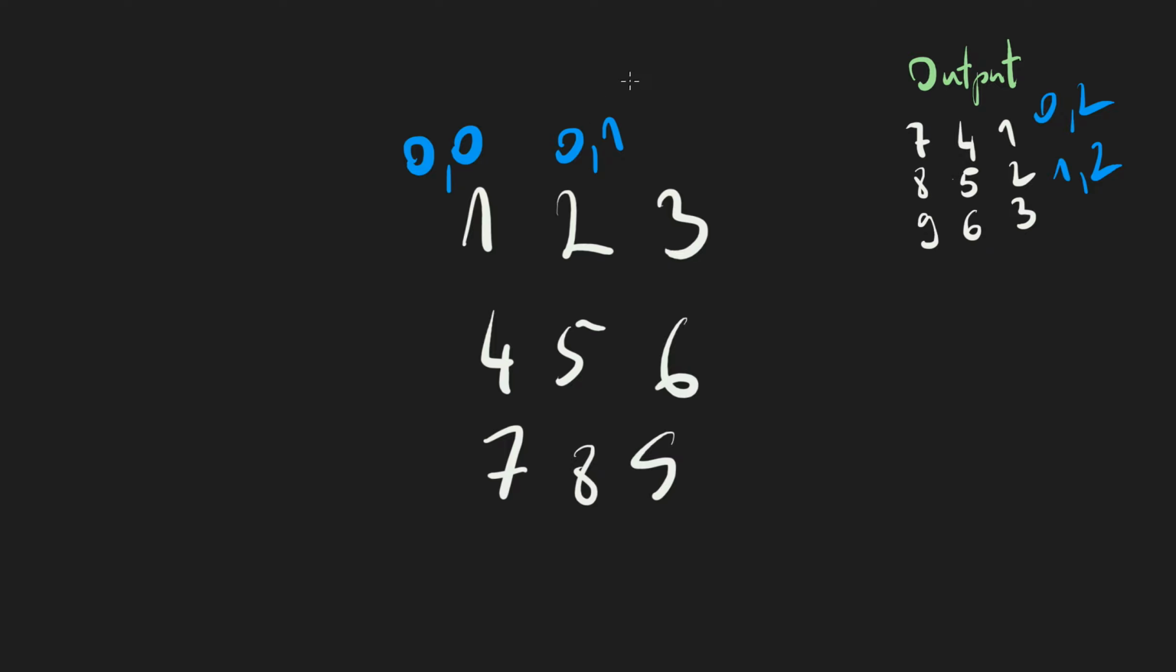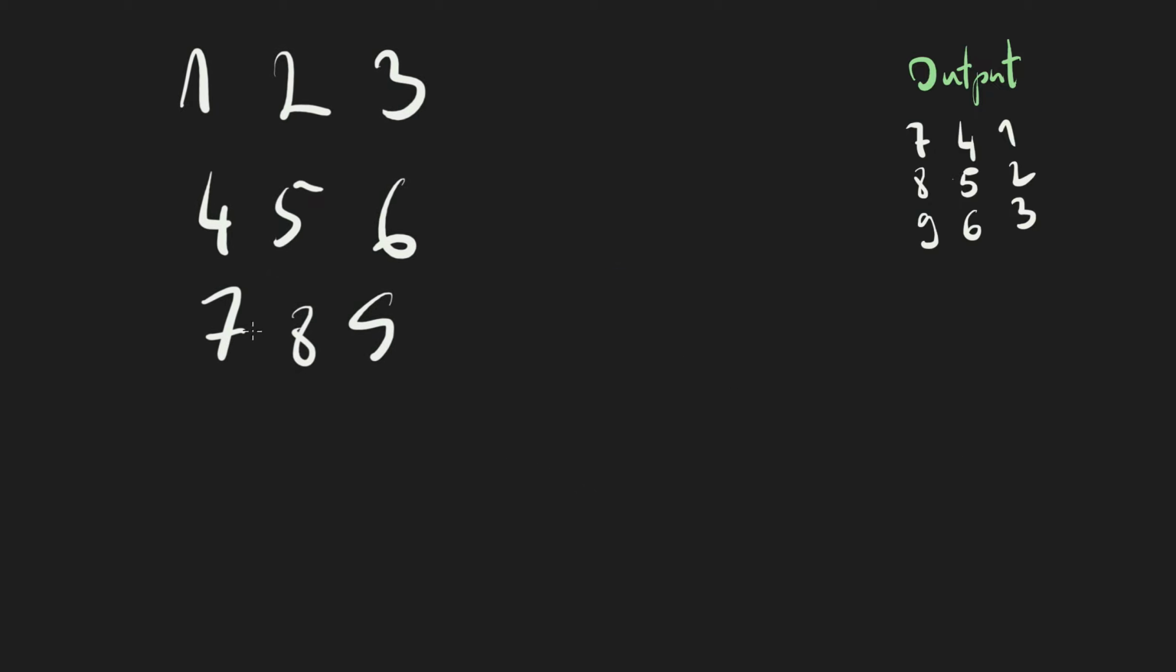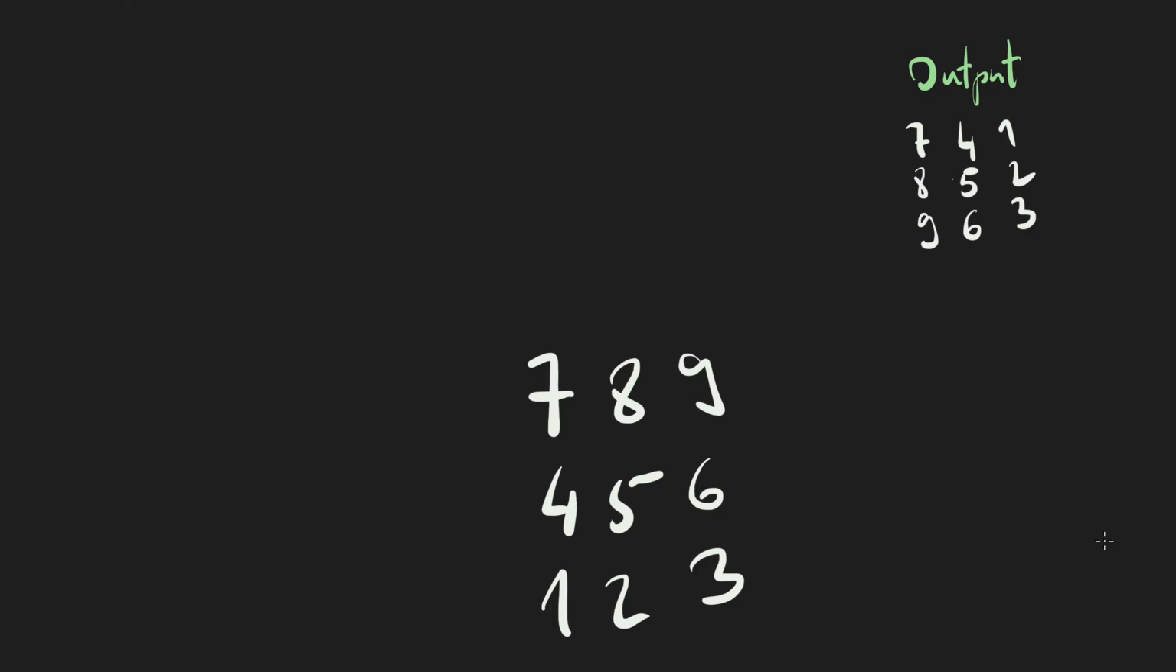What we can do is just flip, or just rotate the rows. So the last row becomes first, like this. The result will be 7, 8, 9 as the first row, and then the first row becomes the last one.